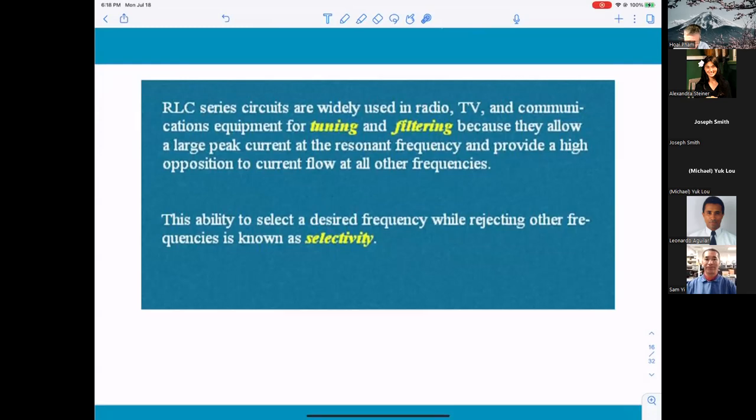RLC series circuits are widely used in radio, TV, and communication equipment for tuning and filtering because they allow a lot of current to flow at the resonant frequency and provide a high opposition to current flow at other frequencies. This ability to select a desired frequency while rejecting other frequencies is known as selectivity. That means when you're tuning your radio, you're looking for the resonant. Okay? That's what we're talking about.